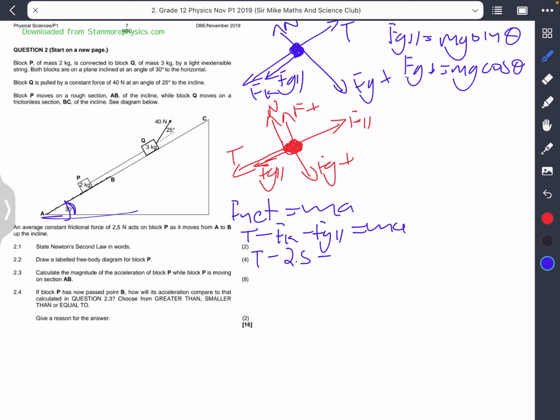We know the mass is 2 kg, so this would be 2 multiplied by 9.8 multiplied by sine of 30 degrees, which equals 2a. Remember that a is the acceleration and 2 is the mass of our object. Now if I simplify this, combining the terms, I take negative 2.5 and subtract 2 multiplied by 9.8 multiplied by sine of 30.